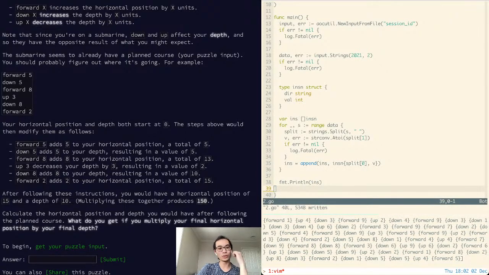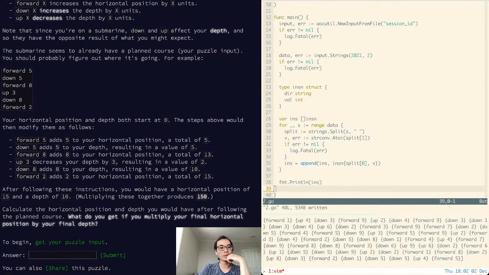I'm going to go back to the problem. Your horizontal position and depth both start at 0. The steps above would then modify them as follows. Forward 5 adds 5 to horizontal position, a total of 5. Down adds to your depth, and so on. Cool, so down adds to your depth, yep. After following these instructions, you would have a horizontal position of 15 and depth of 10, multiplying these together gets 150.